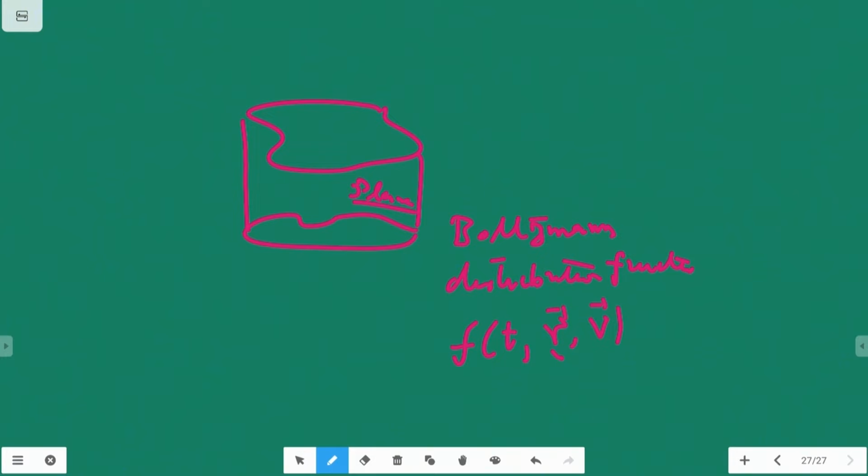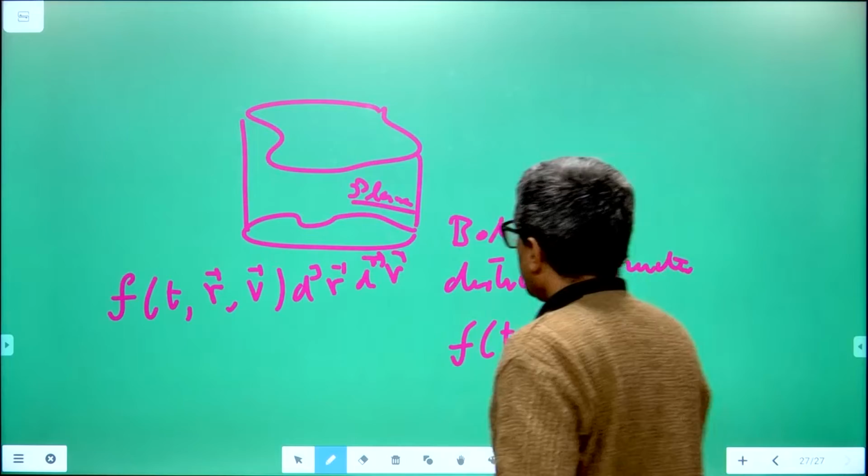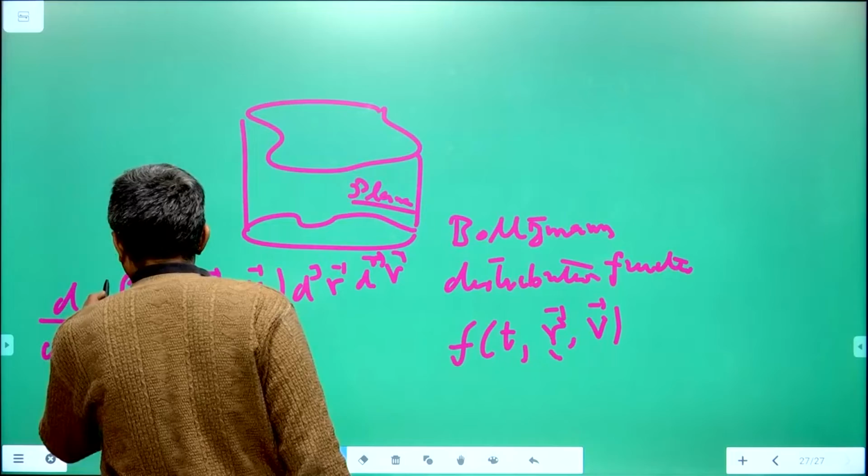So, f of t, r, v d³r d³v is the number of particles which occupy the position volume d³r, that is, they are contained within a volume of size d³r centered at r and have velocities in the range d³v around the velocity v. You have a conservation law that the total rate of change of the number of particles within this phase volume must be 0.